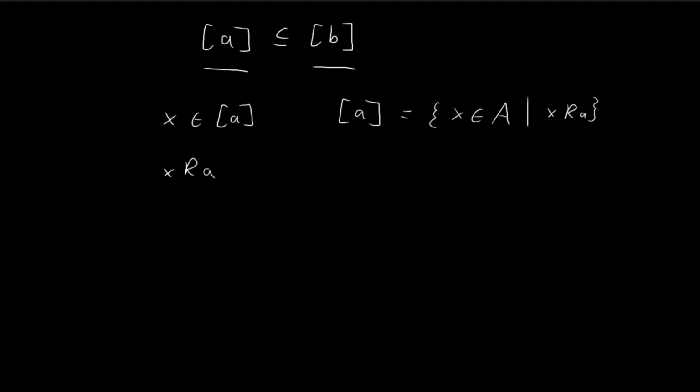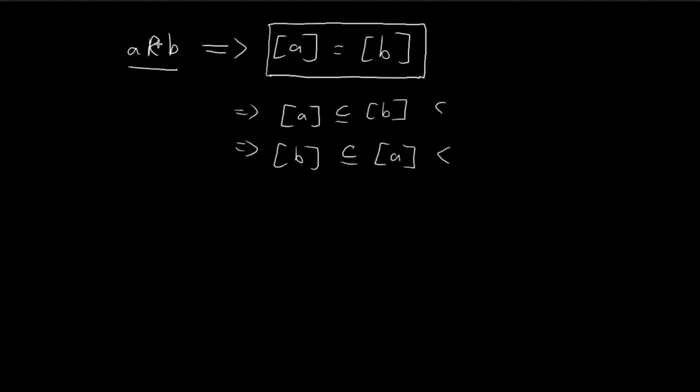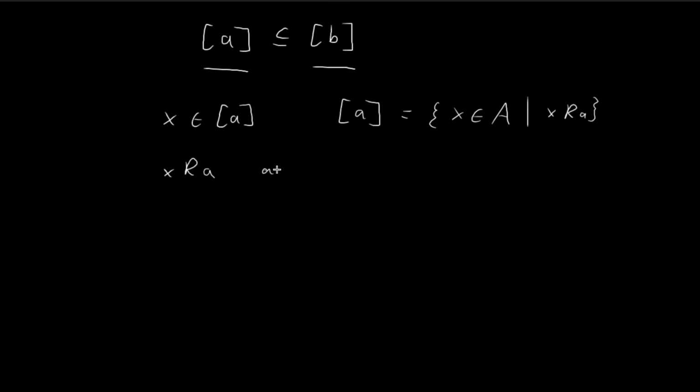And also recall that we have assumed that a is related to b. So right now we know that these two statements are true. We know that x is related to a and a is related to b. And don't forget, R is an equivalence relation. So R is actually transitive. So if x is related to a and a is related to b, then this would automatically imply x is related to b. And since x is related to b, by definition x must also be an element of the equivalence class of b.